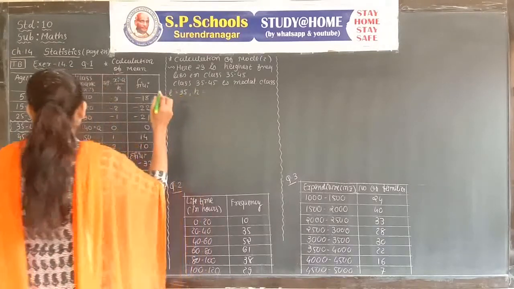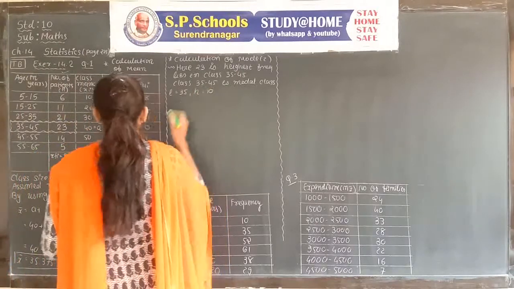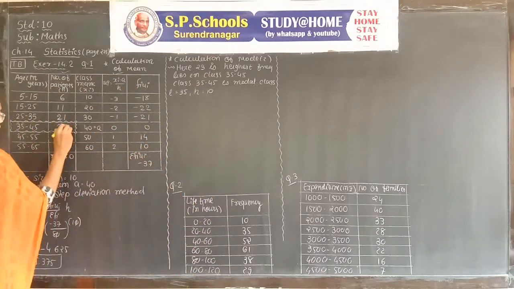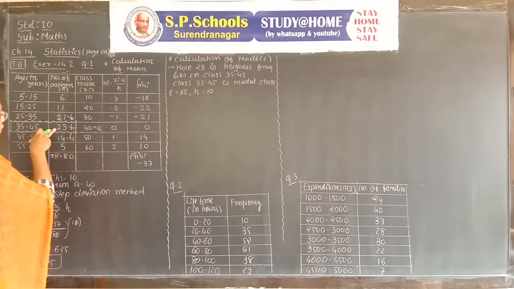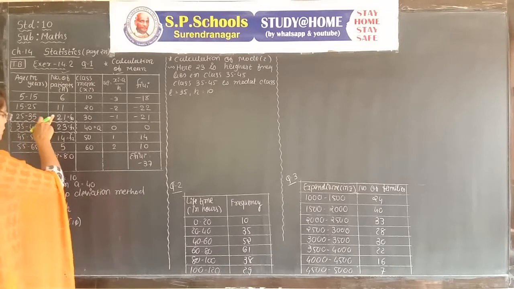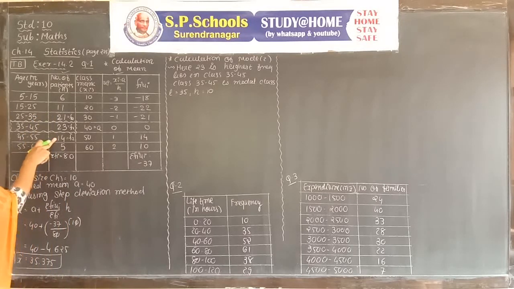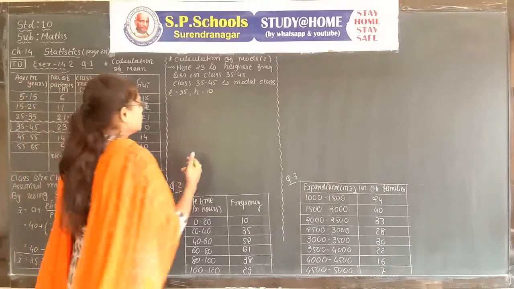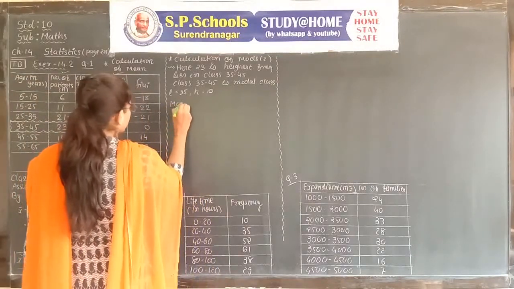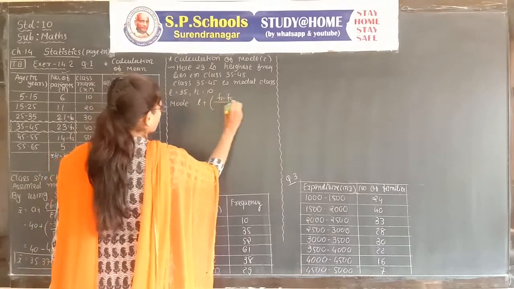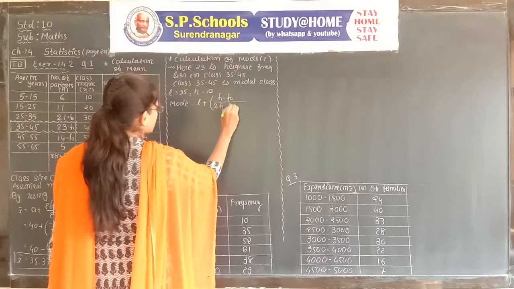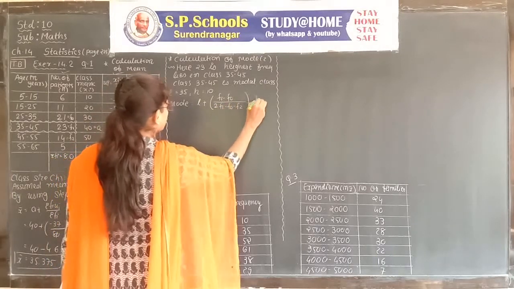Class size H is equal to 10 here. As we know, the highest frequency is called F1. F0 is 21 and F2 is 14. F1 is the frequency of the modal class, F0 is the frequency of the class preceding the modal class, and F2 is the frequency of the class succeeding the modal class. Now we use the formula to find the mode. Mode is equal to L plus (F1 minus F0) upon (2F1 minus F0 minus F2) into H.